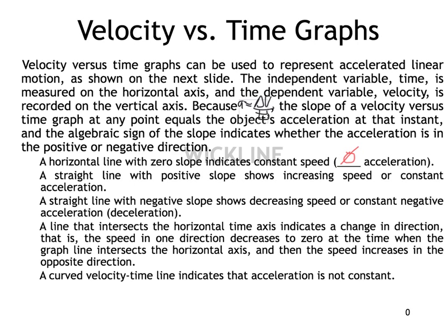If you have a straight line with a positive slope, that means you have increasing speed or constant positive acceleration. Straight lines with negative slopes have decreasing speed and constant negative acceleration, which maybe you could say is deceleration, or you could just say the speed is slowing down. And then if you have a line that intersects the horizontal time axis, that indicates a change in direction. And I'll point that out on the next slide because that's kind of hard to understand. And then lastly, a curved velocity timeline indicates that acceleration is not constant or that speed is changing.